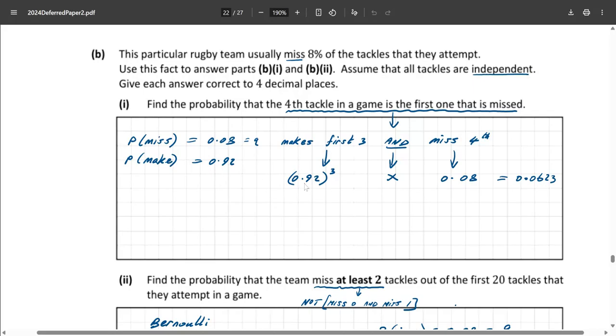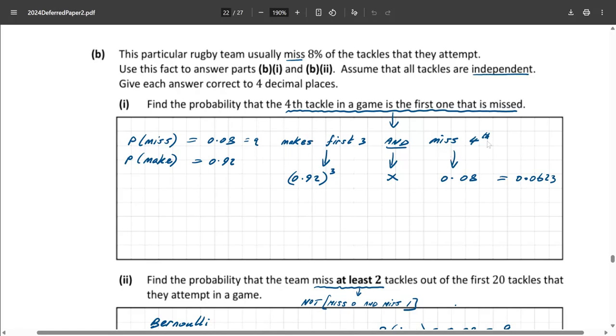So we want to make the first three. So the first one and the second one and the third one. And means multiply. So you basically take 0.92 by itself 3 times, or cubed. The word and in probability means multiply. You multiply your answers. So that's a direct conversion there as well. If you lay out your work properly, the maths tends to come out naturally.